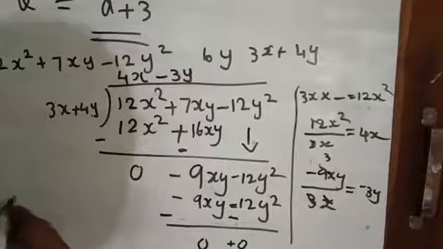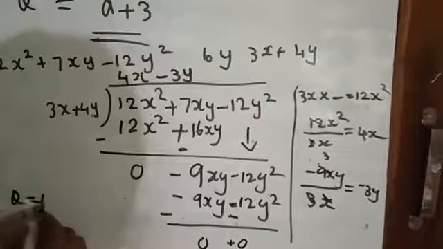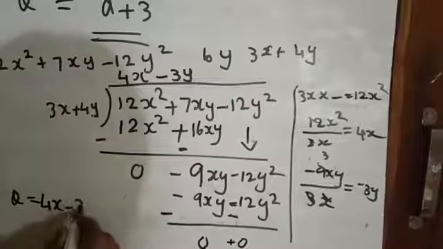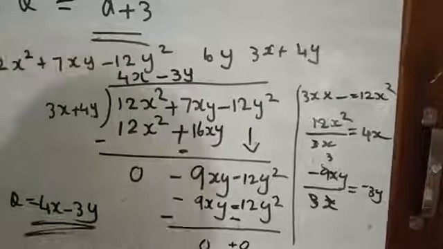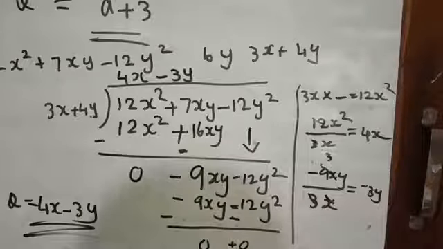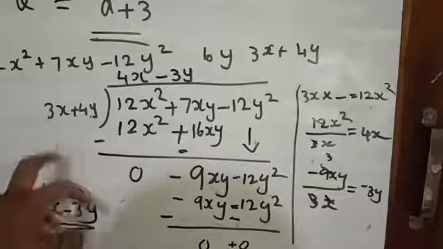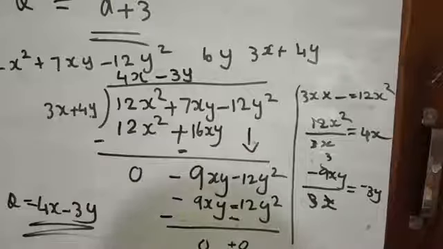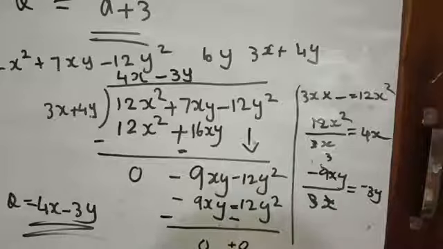So quotient is equal to 4x minus 3y. If you have any doubt, you can multiply 4x minus 3y into 3x plus 4y. Then you will get 12x square plus 7xy minus 12y square. Okay. Clear? Hope you understand this one.